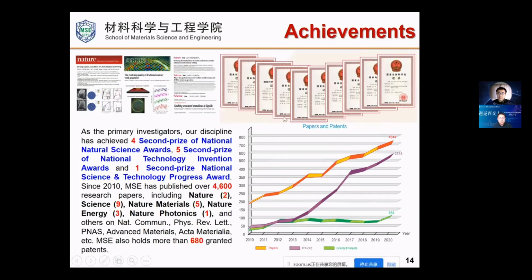Here are some achievements of our school. As the primary investigator, our school has achieved the second prize of the National Natural Science Award 4 times, the second prize of the National Technology Invention Award 5 times, and 1 time the second prize of the National Science and Technology Progress Award. Since 2010, MSE has published over 4,600 research papers, including some in top journals such as Nature, Science, Nature Materials, Nature Energy, and Nature Photonics. Besides these research papers, MSE also holds more than 600 granted patents.